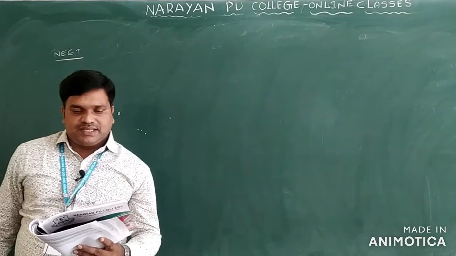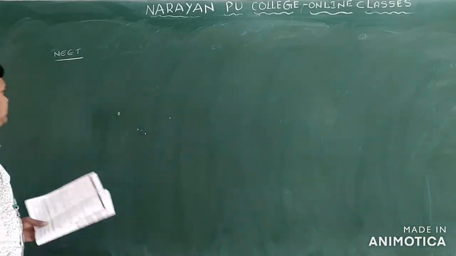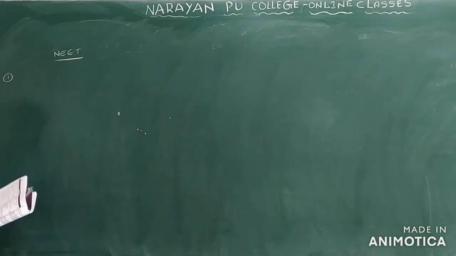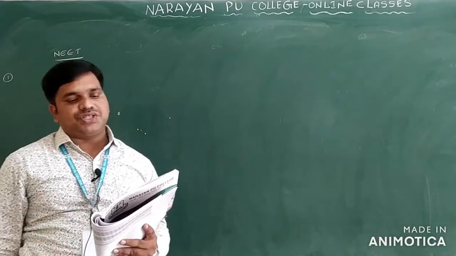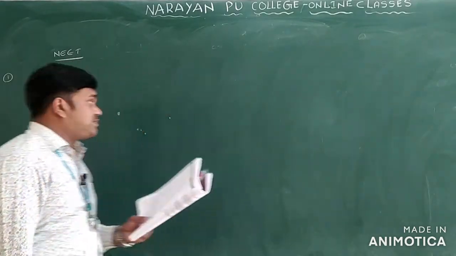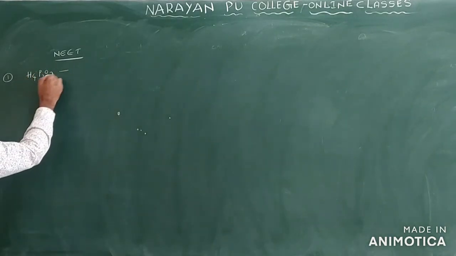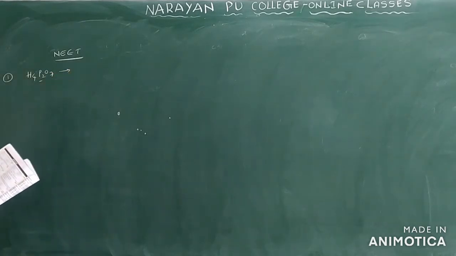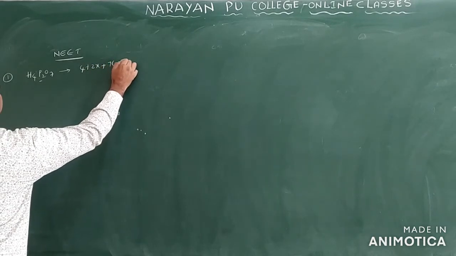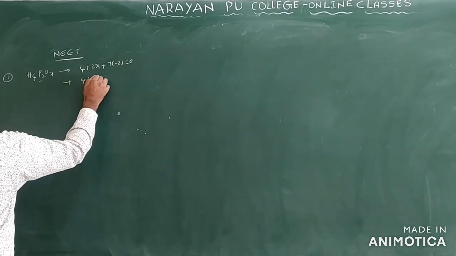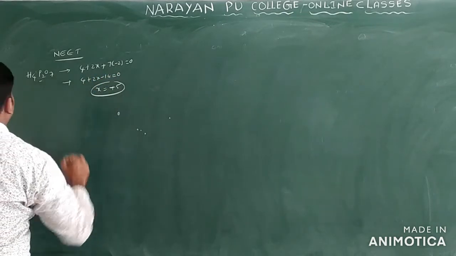See, we have the previous year questions. You can see page number 84 from your material. The first question is: oxidation number of phosphorus in H4P2O5, H4P2O6, H4P2O7 are respectively. The first one is given H4P2O7. You can find out the oxidation state of phosphorus here. I am directly writing 4 plus 2x plus 7 into minus 2 is equal to 0. 4 plus 2x minus 14 is equal to 0. So x equal to plus 5.